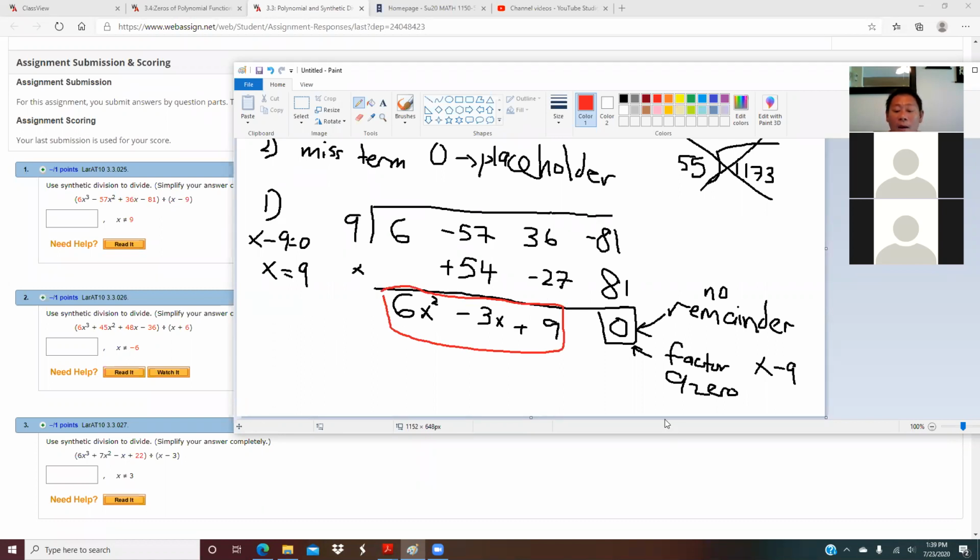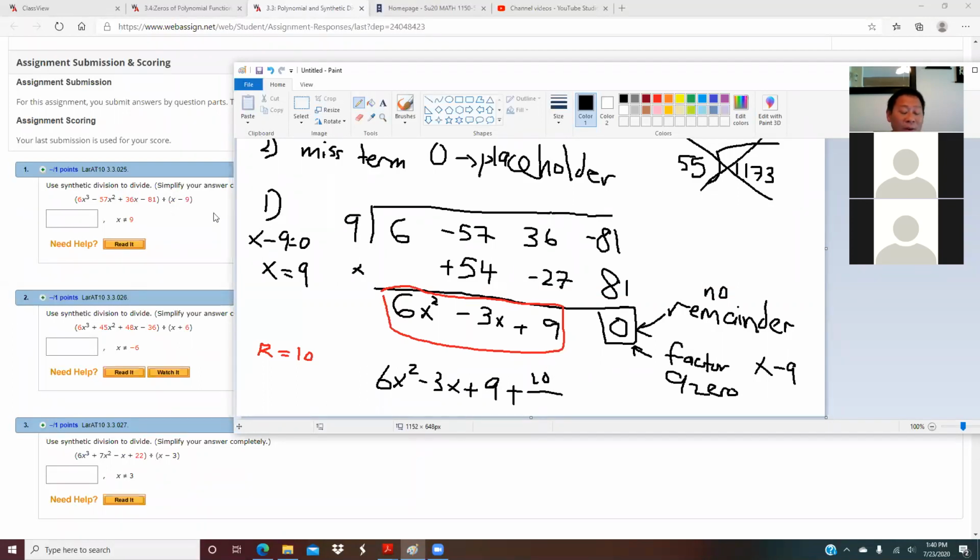Okay. Now, because there's no remainder here. What happens if your remainder is, let's say, 10, for example? What happens if your remainder is 10, not 0, but 10? Then your answer will be 6x squared minus 3x plus 9, and then this is a positive, so you have a positive 10. If it's a negative, then you say it's negative. And then you put it over what you divide by.